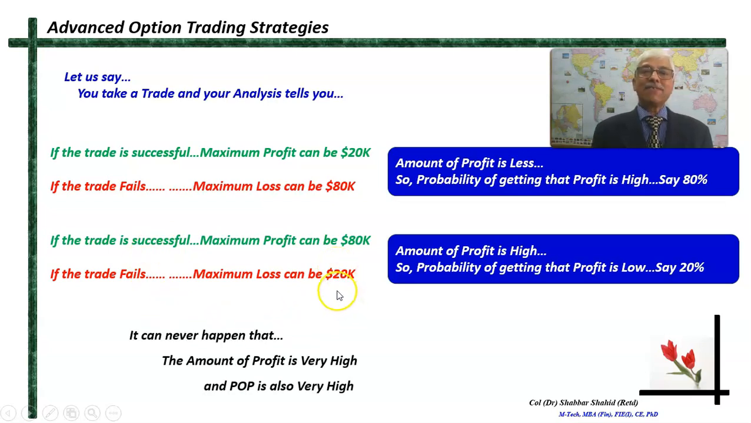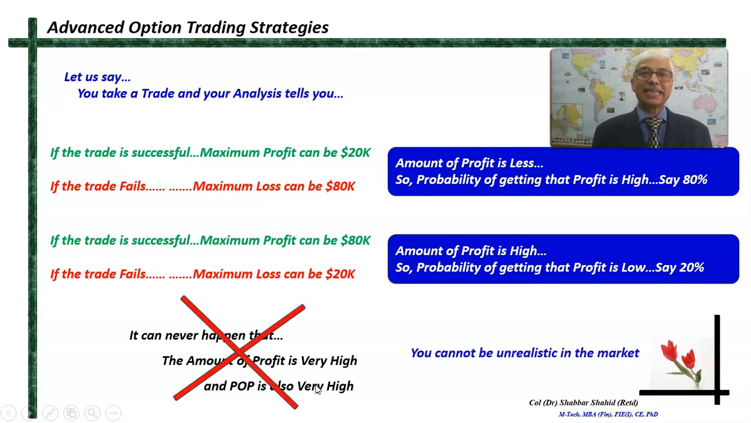Alright? It can never happen that the amount of profit is also very high and the probability of getting that profit is also very high. You have to be realistic in the stock market. You can't have cake in your mouth as well as in your hand, or you can't have cake in both your hands, as they say. All right. So I hope I have been able to make this point very clear. All right.